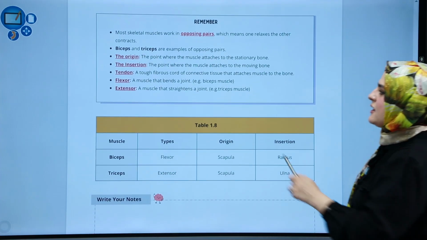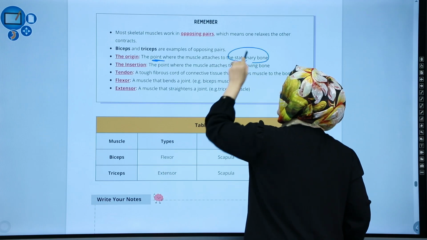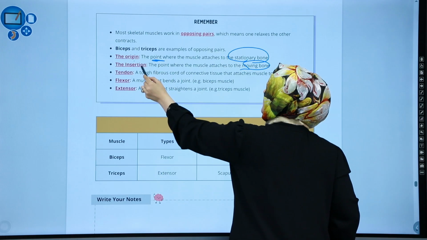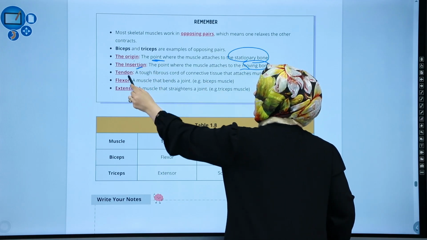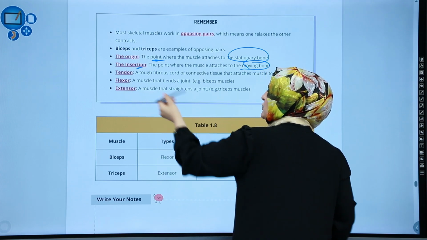Let's not forget it. Origin and insertions are points of attachment to bone. In the case of the origin, it's a stationary bone. In the case of insertion, it's a movable bone. And then tendon, of course, is a flexible connective tissue.